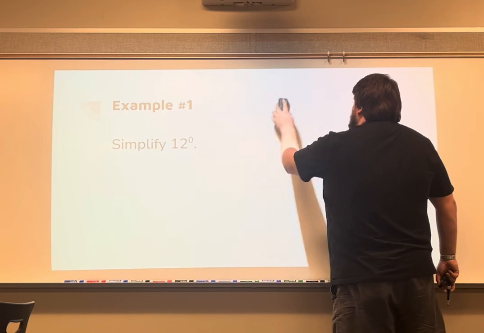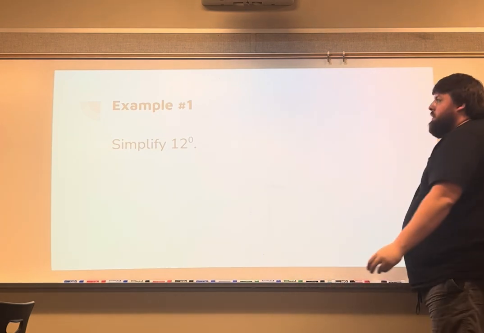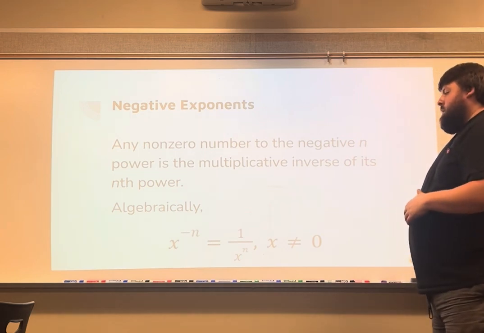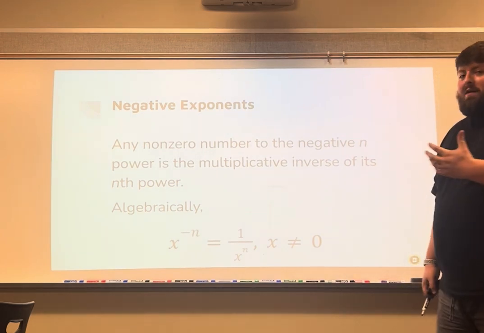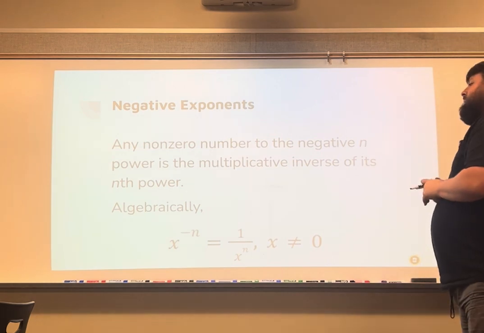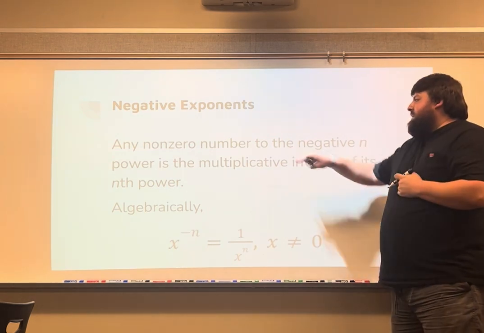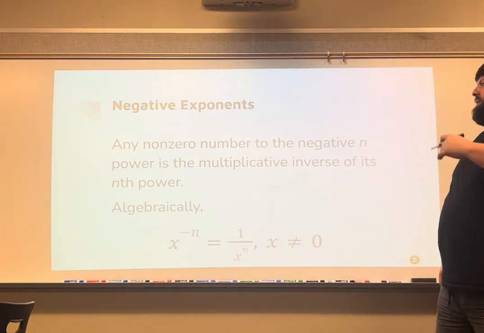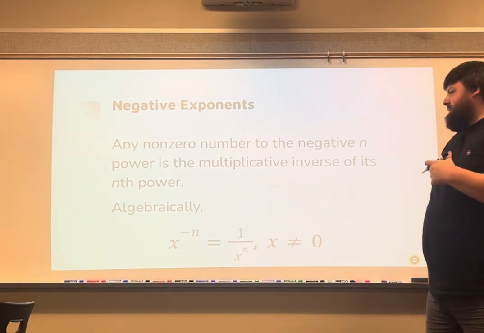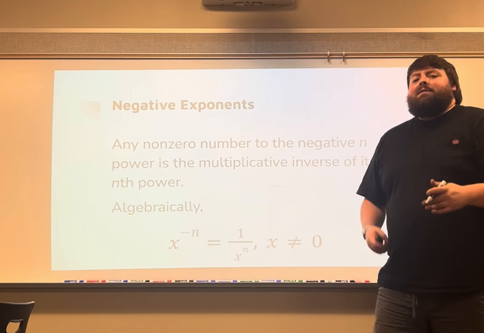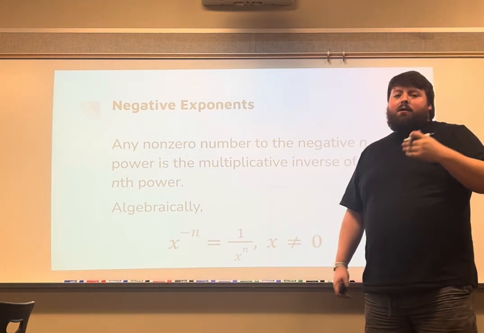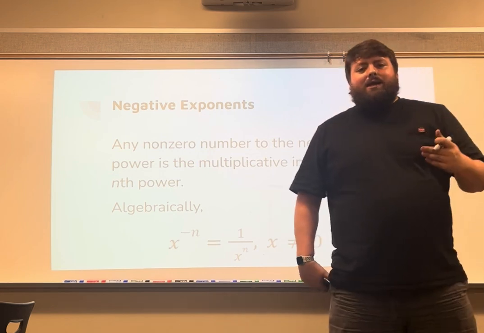That leads us into negative exponents. This is what I would think is the toughest exponent law to wrap our head around. Essentially, any non-zero number to the negative n power is the multiplicative inverse of its nth power. So if I have x to the negative n, that's equivalent to 1 over x to the n.